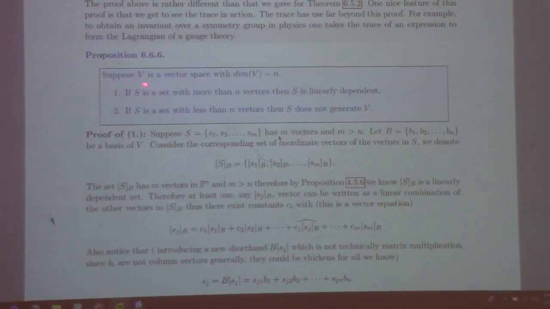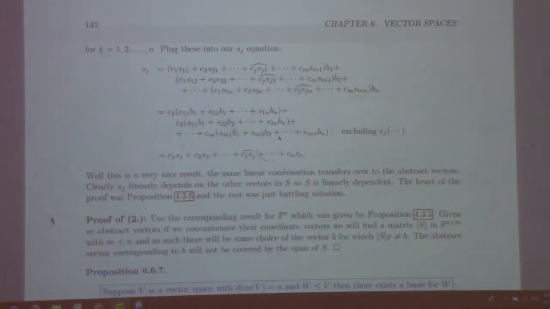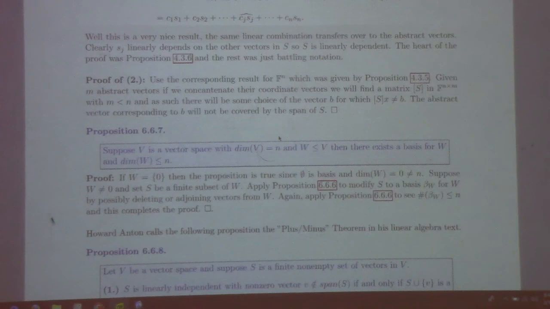So I told you guys this. If V is a vector space and the dimension of the vector space is n, if the set has more than n vectors, it's linearly dependent. If the set has fewer than n vectors, then that means the set does not generate V. We did this one in class. I tried to prove it. I'm not sure I convinced you guys or not, but I tried. This is where I'll start next class, so there's going to be some duplication for you guys.